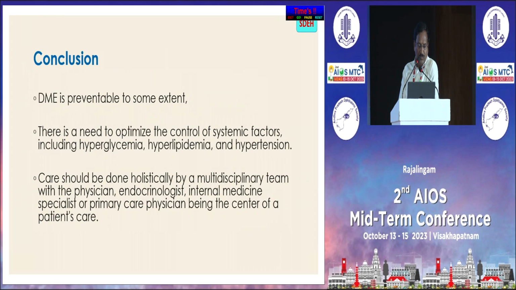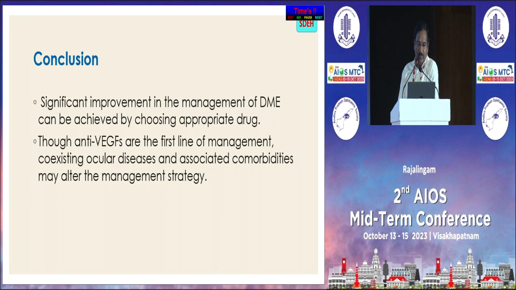So in conclusion, DME is preventable to some extent. There is a need to optimize the control of systemic factors, including hyperglycemia, hyperlipidemia, and hypertension. Care should be given holistically by a multidisciplinary team, with a physician, endocrinologist, internal medicine specialist, or primary care physician being the center of the patient care. Significant improvement in the management of DME can be achieved by choosing the appropriate drug. Though anti-VEGFs are the first line of management, coexisting ocular disease and associated comorbidities may alter the management strategies.